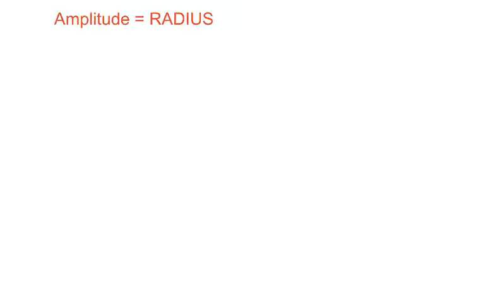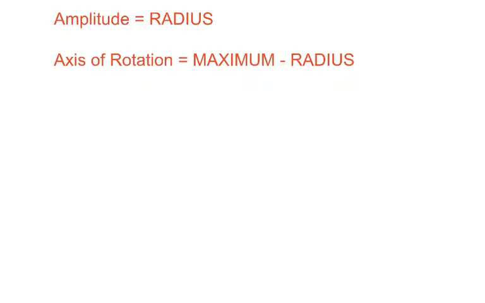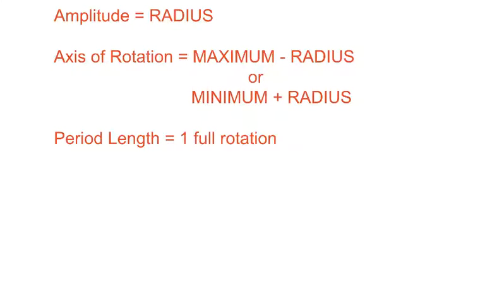So again, to reiterate, the amplitude is the radius. The axis of rotation is the center of the circle. That is the maximum point minus the radius, or the minimum plus the radius. The period length is one full rotation. The period length can also be found by the circumference divided by the speed.